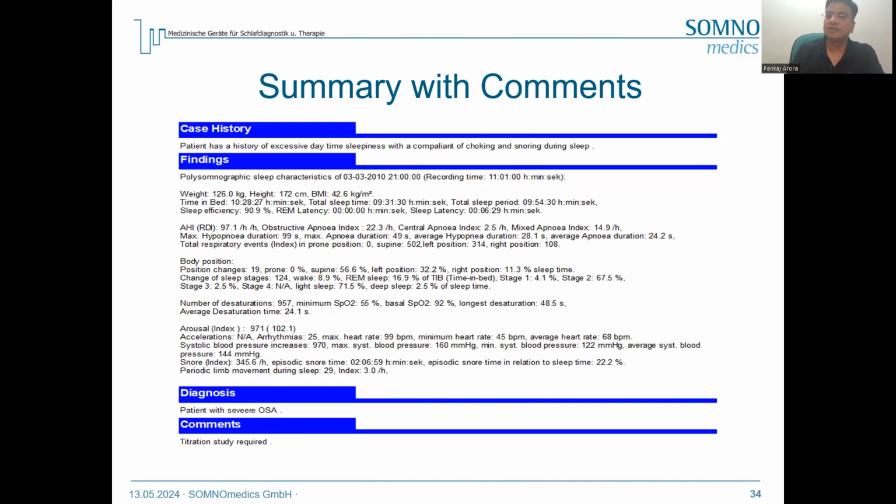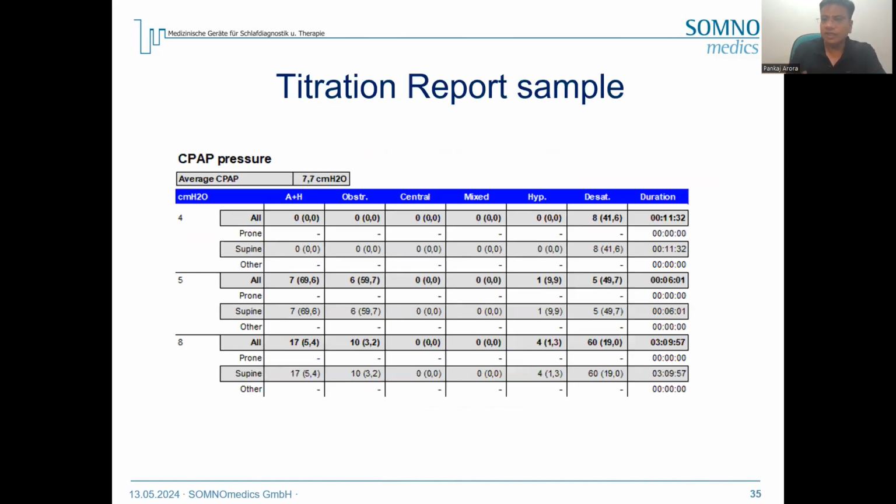You can put in your comments: a titration study is required, as the patient was obese. You need to have a titration study with higher pressures, which will help the patient maybe eliminate these apneas. Now we can also obviously give the titration report.